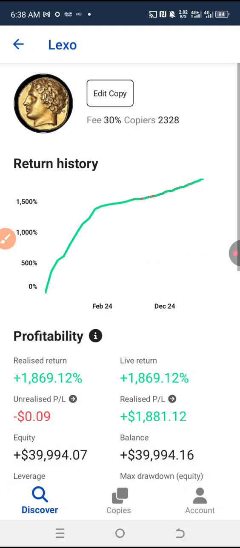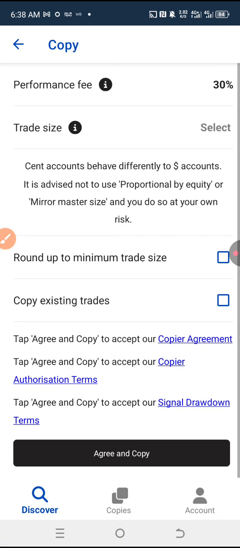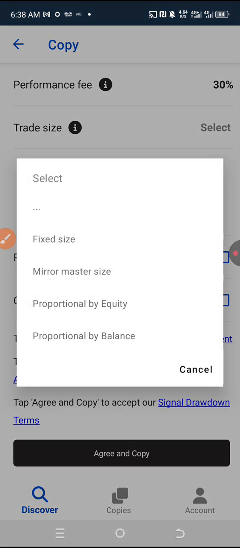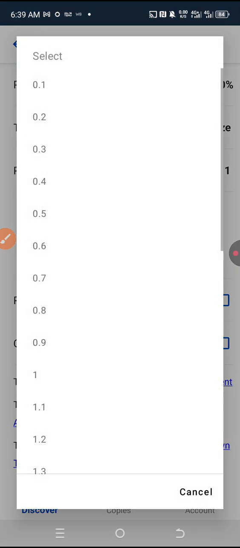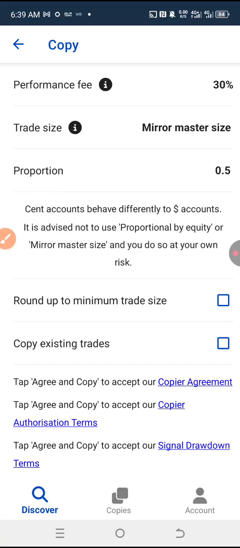Okay, you're choosing Lexo. You want to copy this trade. So you're selecting mirror master size. Because I have 10,000, I have about 11,000, but that is still 10,000. So I'll be copying Lexo with 0.5 on a low risk. Okay, I'll choose round up the minimum trade.